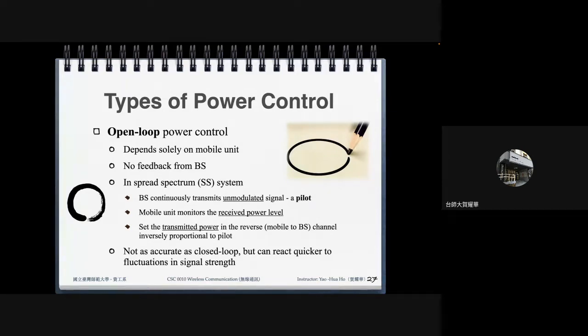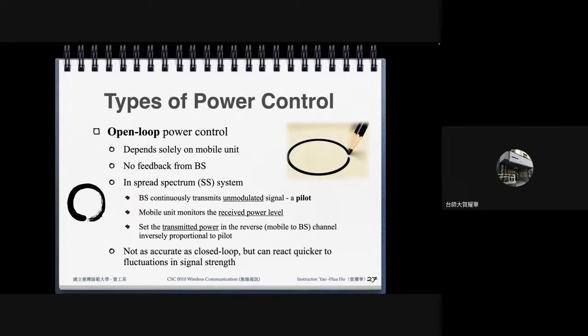And the mobile units monitor this received power and transmit power in the reverse channel, from the mobile device to the base station, inversely proportional to the pilot. So if I receive a pilot signal of 3, and say total power is 10, for example, then I know that by the time it arrives, only 3 is left. So I know, okay, 10 minus 3, I need to send roughly around 7 in reverse to the base station. That's enough. Now, this is not as accurate as the closed loop, but it can react very quickly to the fluctuation of the signal strength.